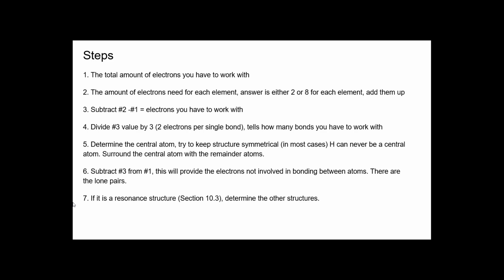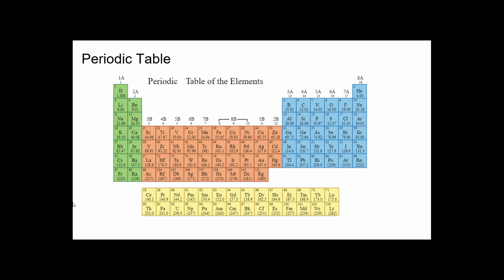Number 6, subtract 3 from 1. Once you have put the bonds out there, you need to determine your lone pairs. So you're going to subtract 3 from 1, and that's going to give you the remainder of electrons that are left, and you put them around the atoms that can support that to make an octet for each. And if you have a resonance structure, you're going to need to determine the other structures, but this could help you get started with that.